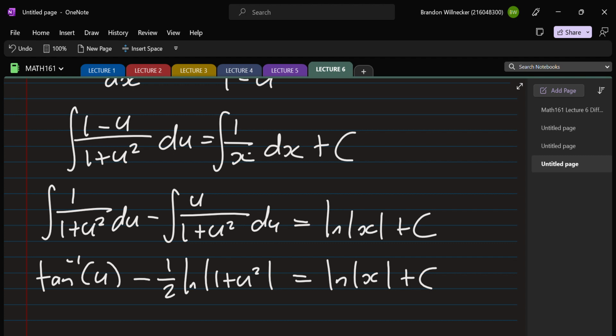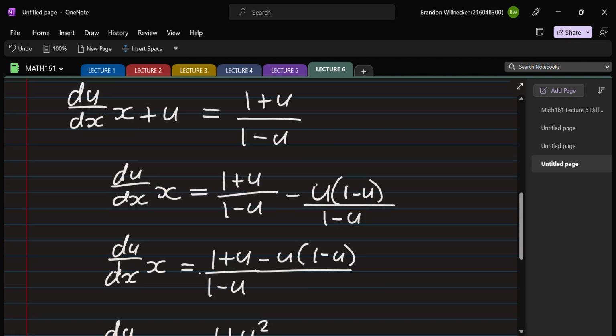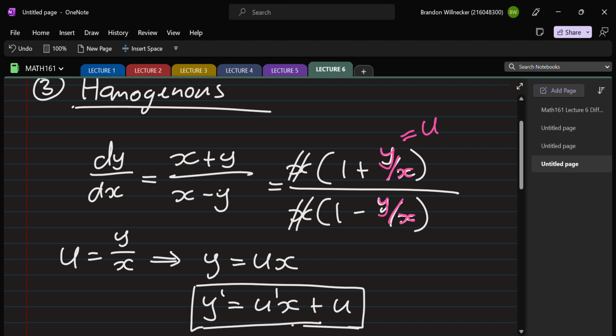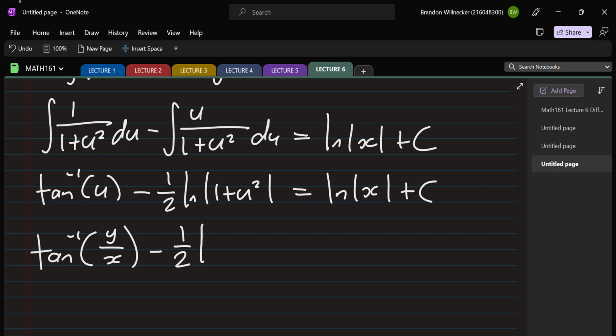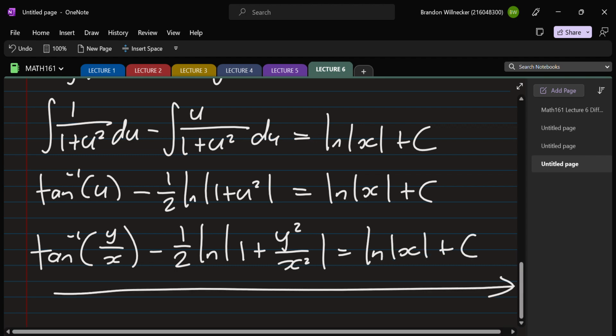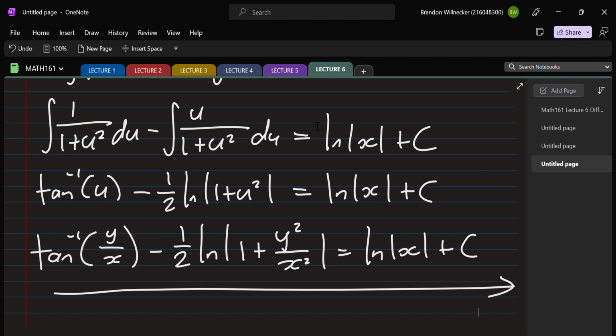But the last thing that we can do is substitute back. Remember, u was y over x. So we can substitute that back and get our implicit equation. Here we have arctan of y over x minus 1/2 the natural log of 1 plus y squared over x squared, is equal to the natural log of x plus c. Unfortunately we can't solve for y to make it a nice equation of y equals something, so we're left with this implicit equation. But we can leave it like this.